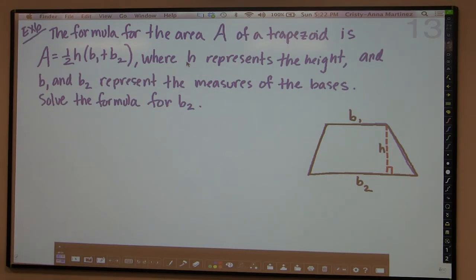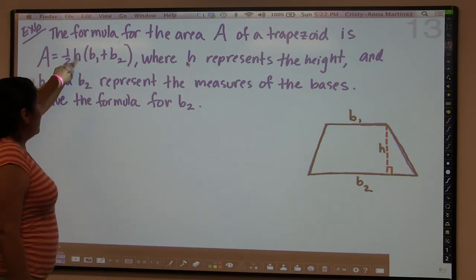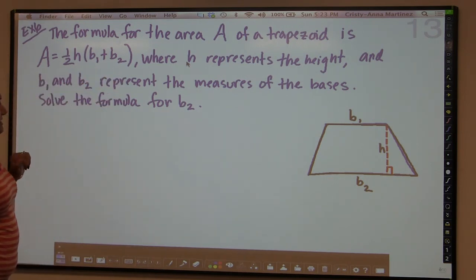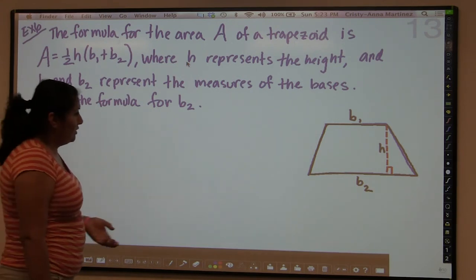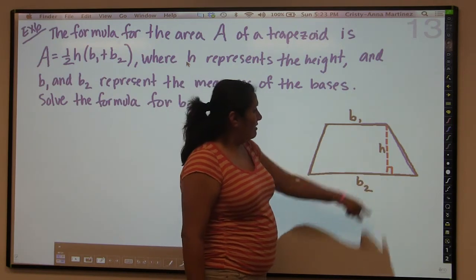This example is one that we see a lot. They're giving us a formula, the formula for the area A of a trapezoid. I've got a little diagram for you over here in case you've forgotten what a trapezoid looks like. And here is the area. It's equivalent to 1/2 times the height times the two bases added together. So it tells you here that H represents the height and that B1 and B2 represent the measures of the bases. You can see in the diagram, here's the first base, here's the second base, and then we have our height, okay?